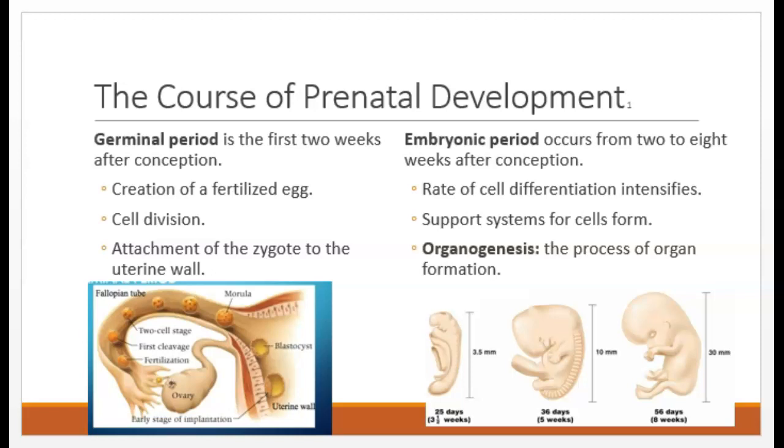The next period of development is the embryonic period, which occurs from 2 to 8 weeks after conception. This is when the cells begin to differentiate. The inner layer of cells develops into the digestive and respiratory organs. The outermost layer will become the nervous system, eyes, ears, nose, skin, and hair. The middle layer will become the circulatory system, bones, excretory system, and reproductive system.